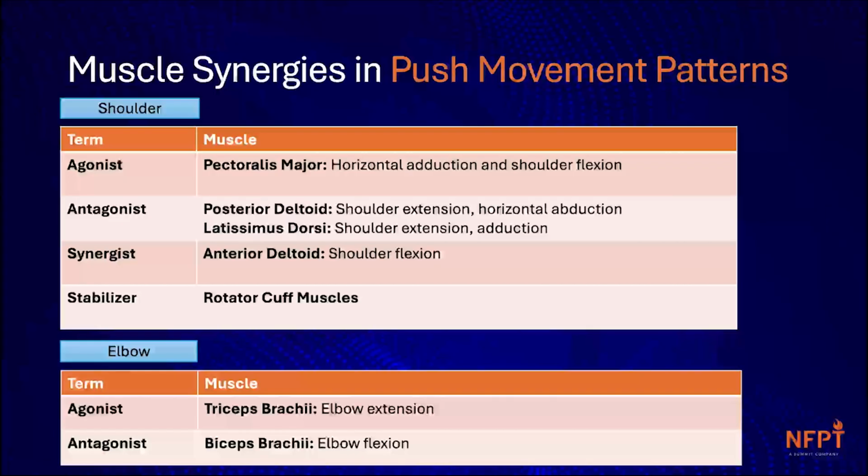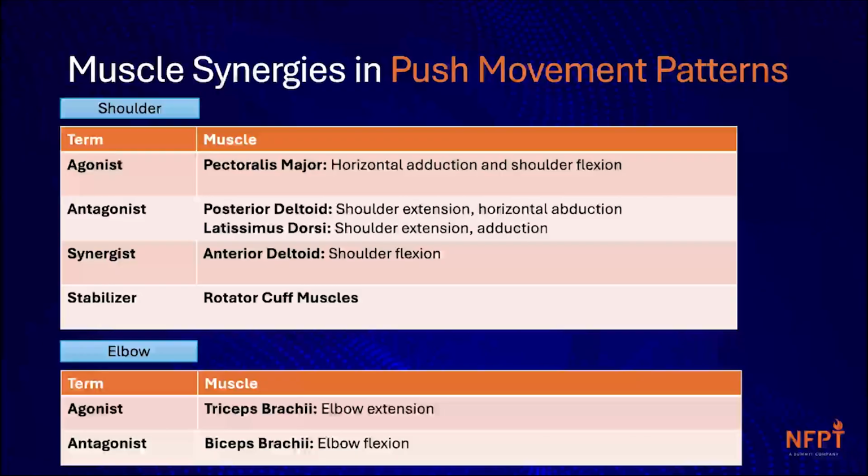Then let's look at your antagonist. Your antagonist is the muscle or muscles that oppose the prime mover. So they're lengthening out during the motion. And in this instance, the antagonist muscles are the posterior deltoids and the lats. The posterior deltoids perform shoulder extension and horizontal abduction. And then the lats perform shoulder extension and adduction.